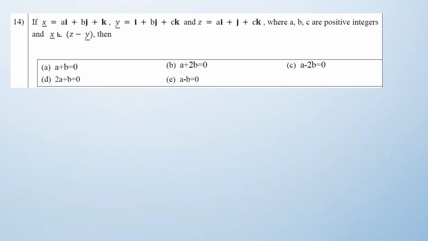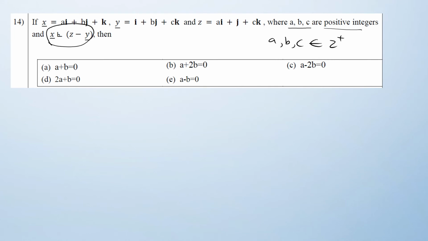Question number 14. Here we have three vectors x, y and z, where a, b, c components are positive integers. So a, b, c belongs to Z plus, and they have given that x is perpendicular to z minus y.